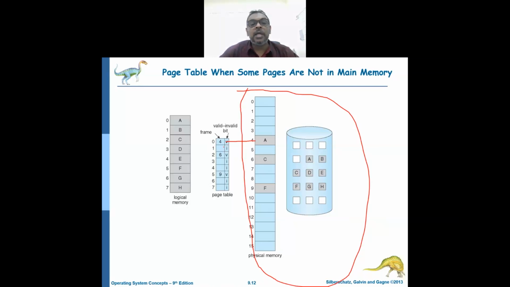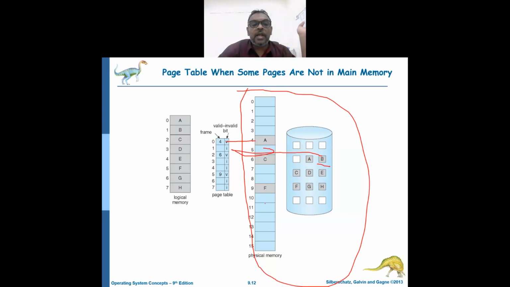Why is it invalid? Invalid means it's not inside the physical memory, tetapi it's inside the virtual memory. It's there. It's here. So when it's needed, dia akan bawa ke sini. Okay, dia akan bawa to this location and dia akan update the page table. Page 5 in frame 9. Okay, valid. Valid means it's inside the physical memory.